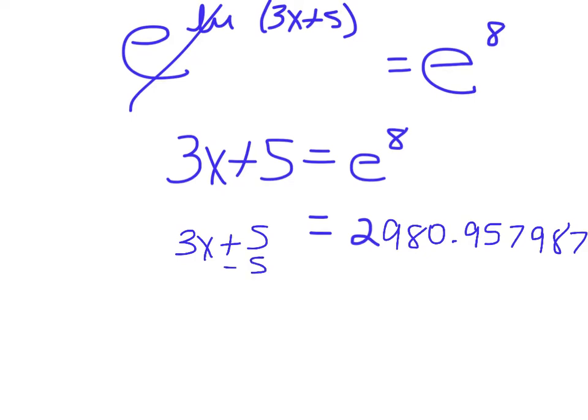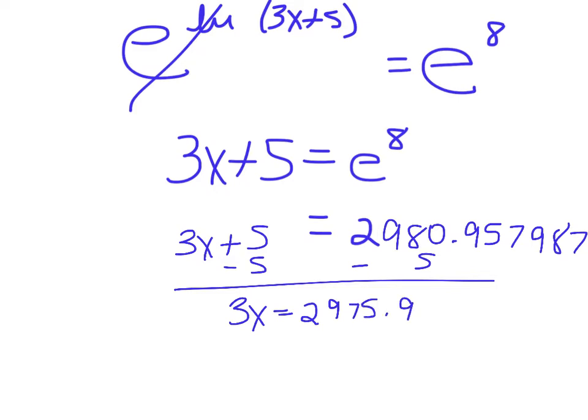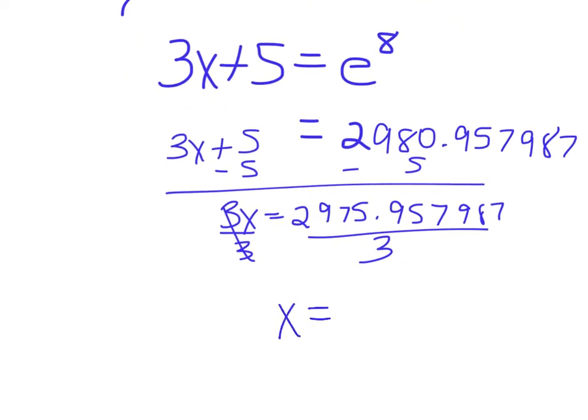So now when we go to solve, what do we do? Okay, subtract 5. So I have 3x equals 2,975.957987, or whatever, divided by 3. I said 9, I said 2. I'm still tired, guys. So x equals what?